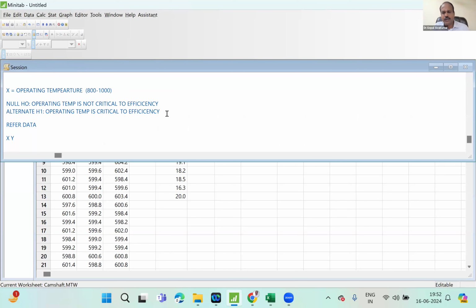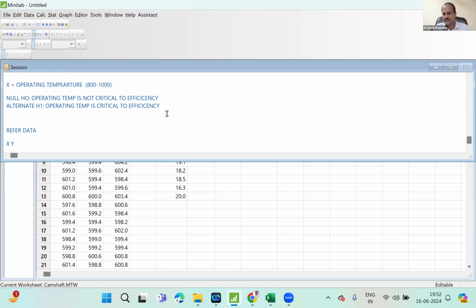Operating temperature. So I want you to always bring any scenario into a scenario of hypothesis testing. You write the null, write the alternate. And then you refer data. And then you calculate your statistics. And then you see the p-value. And then you take a decision.